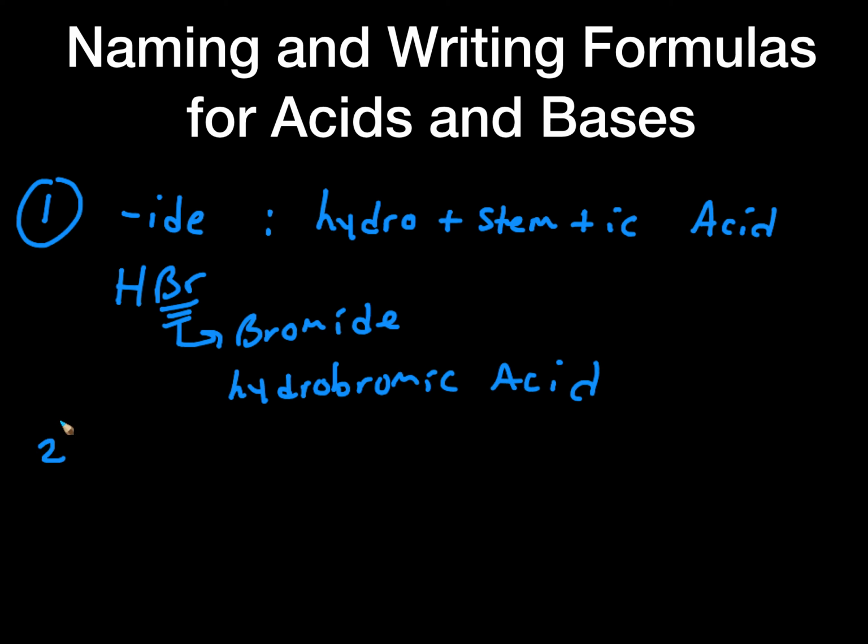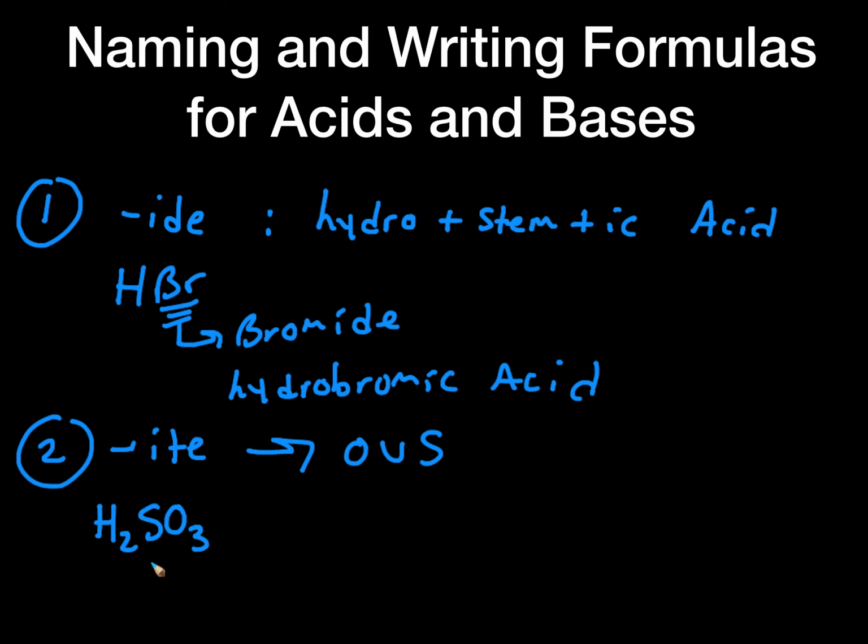Now the second rule, if our anion ends in ITE, the ending is going to change to OUS. And this is where we get into our oxyacids. So for example, say we had H2SO3. SO3 is sulfite. So it would be sulfurous acid.